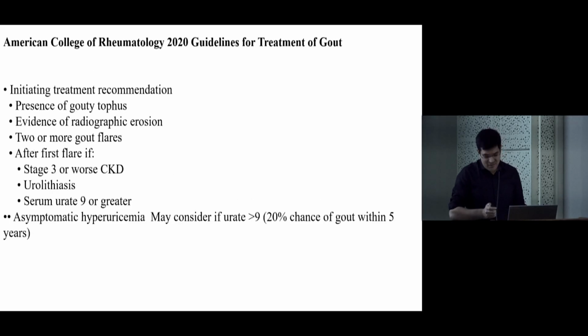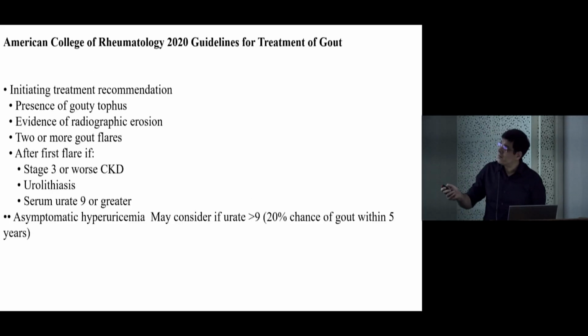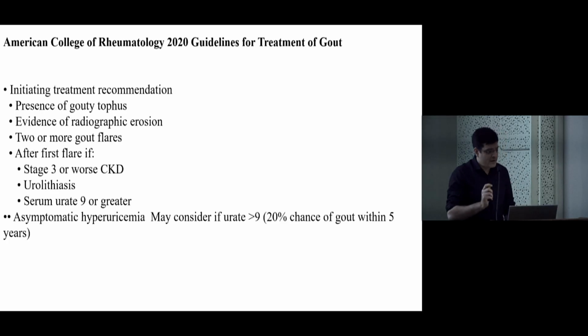So which are the patients we should be treating? One is presence of gouty tophus and evidence of radiographic erosions. If a patient has 2 or more gout flares a year, or if they have 1 flare and they have stage 3 CKD, or kidney stones, or an elevated uric acid of 9 or greater. We don't treat asymptomatic hyperuricemia unless the uric acid level is 9 or more.